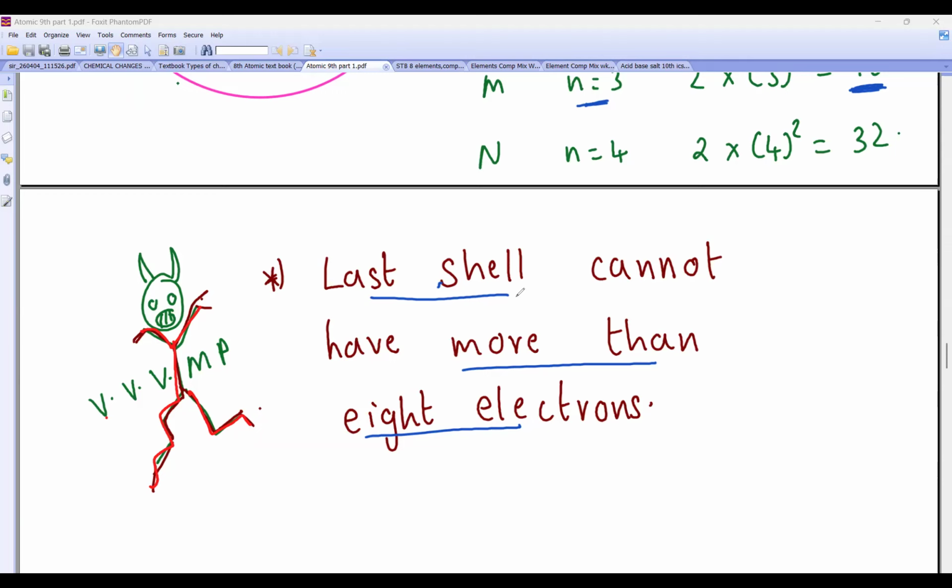Now I am going to explain this. Wait, pay attention here. Very important thing. How? That I'll explain. Done, all of you? Last shell cannot have more than 8 electrons.